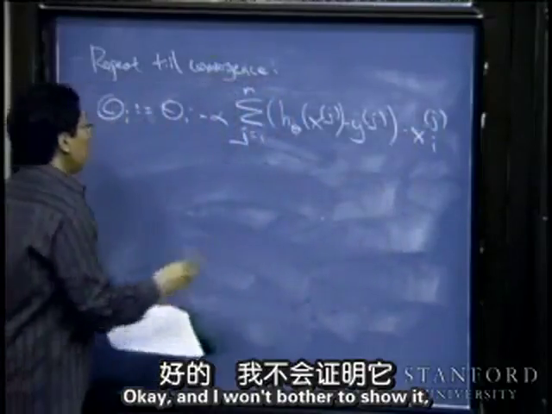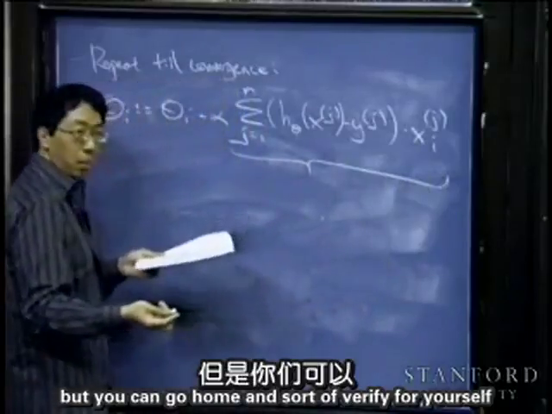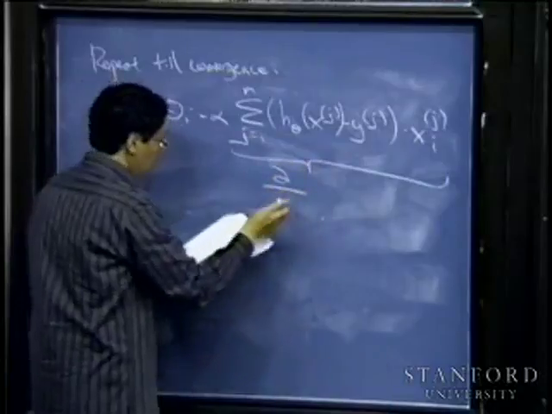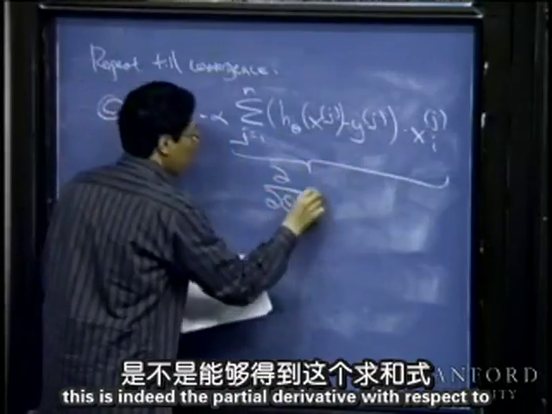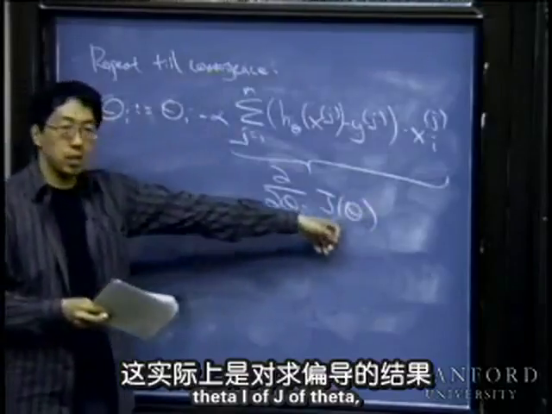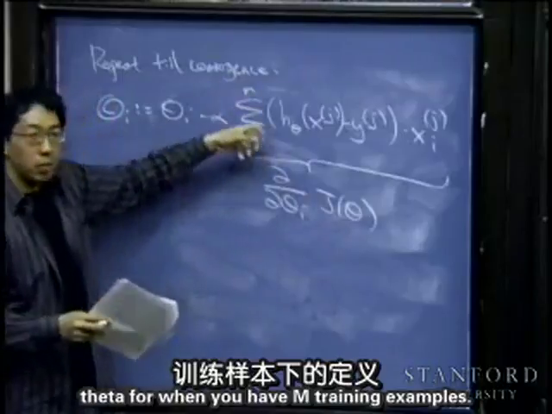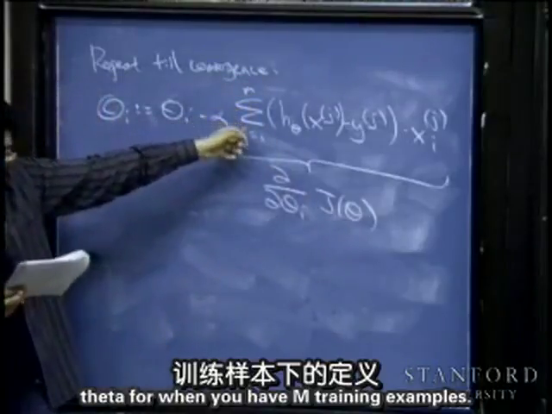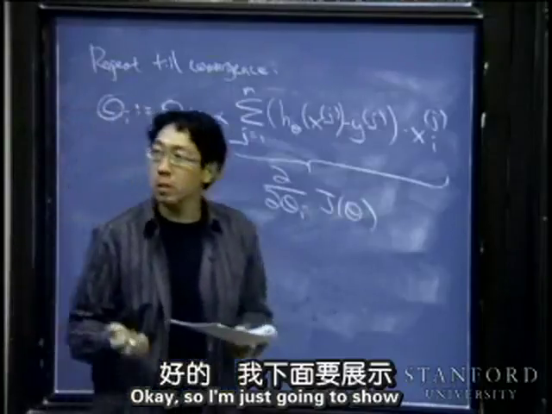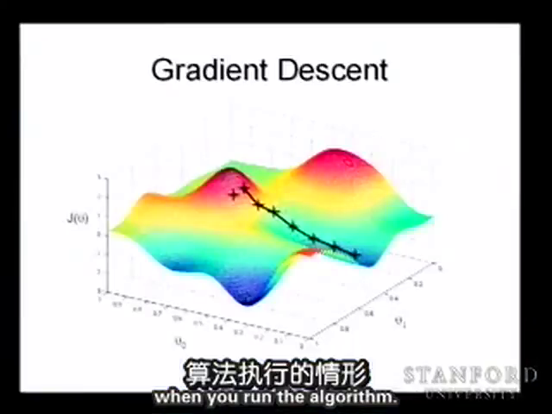Okay, and I won't bother to show it, but you can go home and verify for yourself that this summation here is indeed the partial derivative with respect to theta i of J of theta, if you use the original definition of J of theta for when you have m training examples. Okay, so let me switch back to the laptop display and show you what this looks like when you run the algorithm.